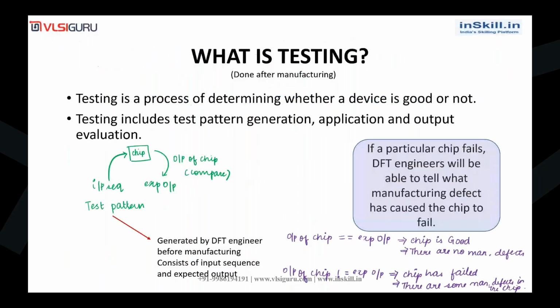Now we'll try to understand what happens during testing. In the ASIC flow slide, we had a slide called packaging and testing. At that time I told you that it is actually done after manufacturing. Testing is a process of determining whether a device is good or not, that is, whether our chip is having any manufacturing defects or not.